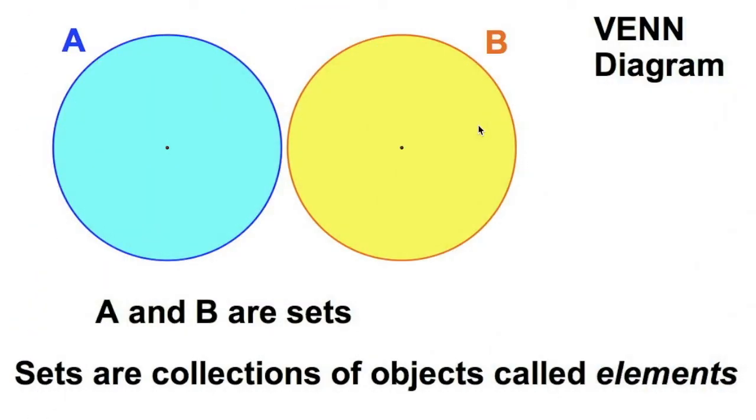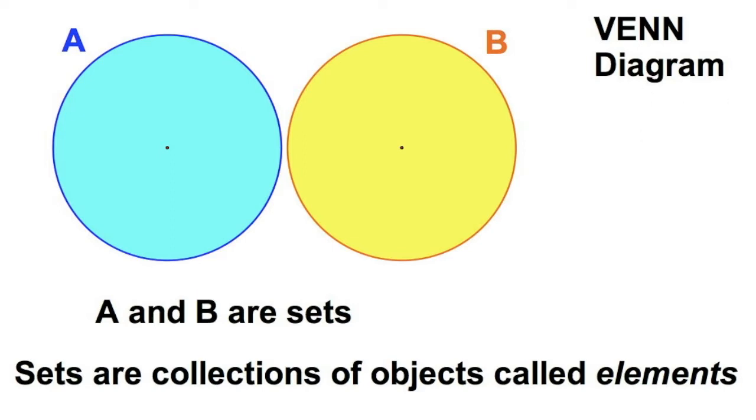Well, let's look at Venn diagram. In this example, I've got two circles. You could use ellipses, but I'm using circles. And I'm going to say each of these circles is going to depict a set. Normally they're not shaded. I shaded them just to make it more visual. So A and B are sets, and a set is a collection of objects. And those objects are known as elements.